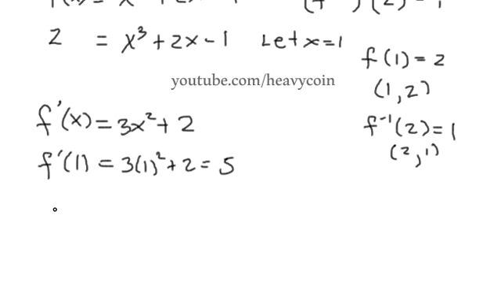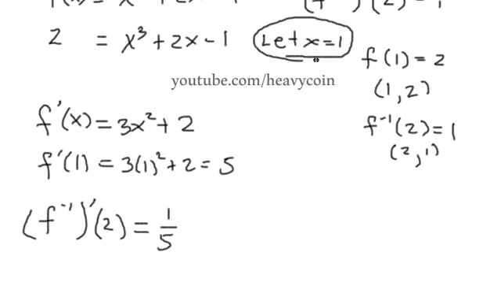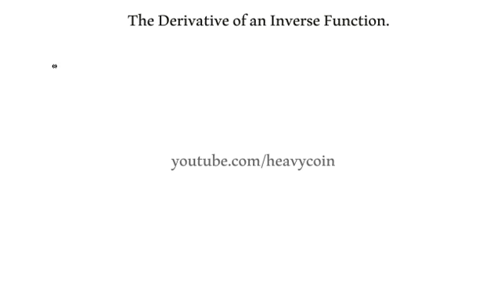So the slope at 1 is 5, or we should just say the derivative evaluated at 1 is equal to 5. Now remember, the derivative of f inverse of 2 is equal to the reciprocal of 5. So it is just 1 over 5. So it's that easy. The trick is going to be finding what x is, and once you do that, you just take the derivative of the function they give us, plug that number in, and then take its reciprocal, and you're done. That's simple.